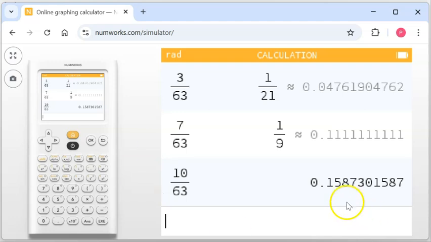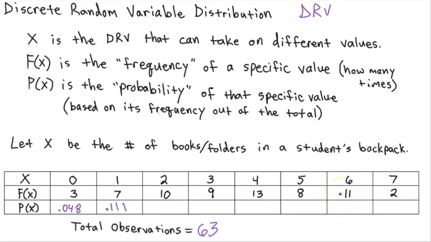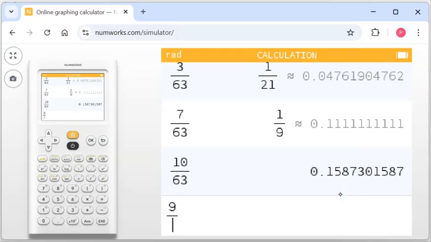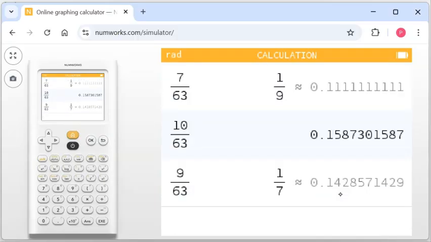Now what we're going to do here, 0.1587. This 7 is going to turn this 8 into a 9. So it's going to be 0.159. And then for here, we're going to do 9 over 63. Okay, so 9 divided by 63. That's 0.143. So 0.1428.